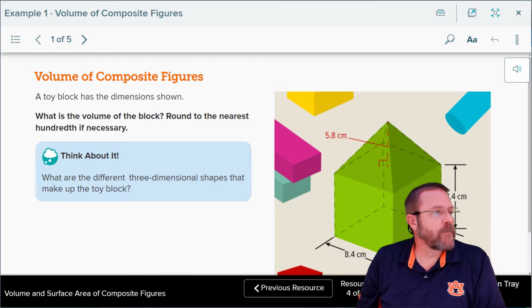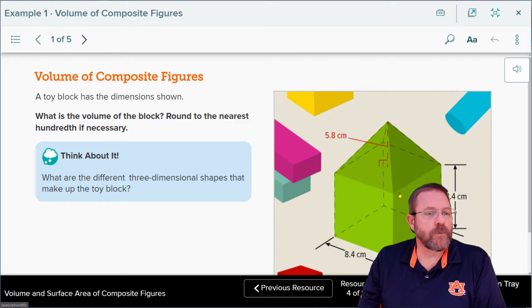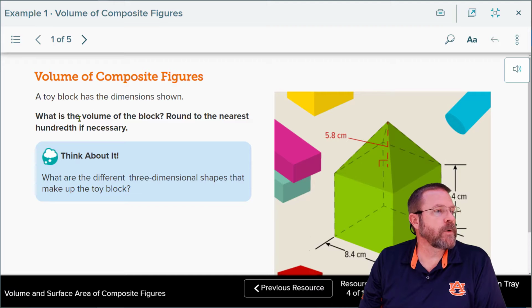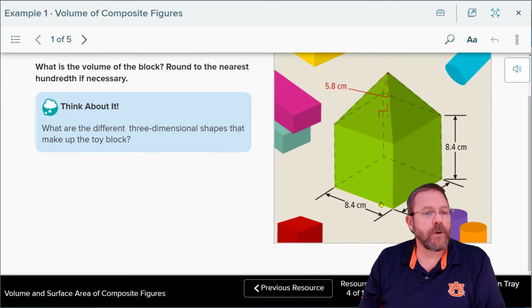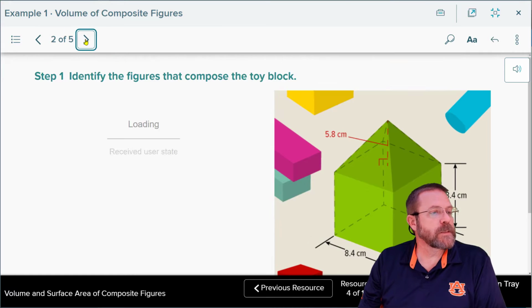So here we have a toy block that has the dimensions shown, and you can see that the little kid made their little toy block house out of it. They want to know what is the volume of the block. Round your answers to the nearest hundredth. It is a square base. In fact, it is a perfect cube on the base, and then you do have that triangular pyramid on top. Let's see what they say about solving it.